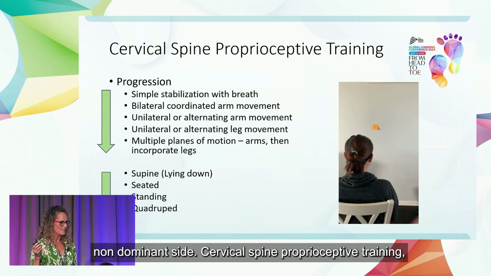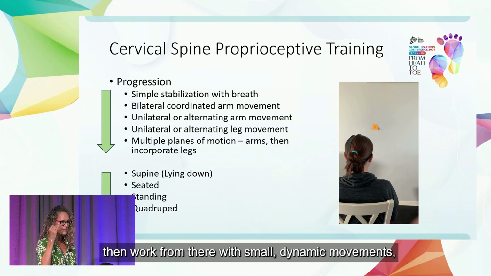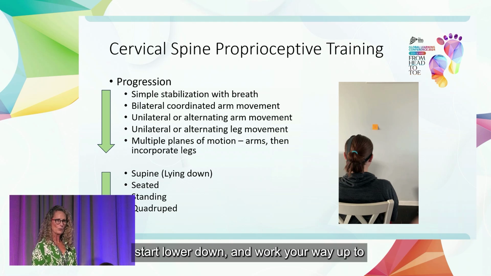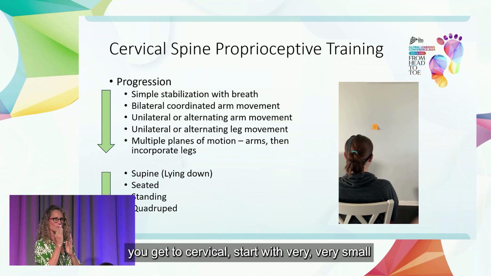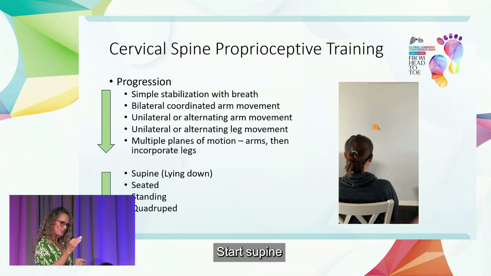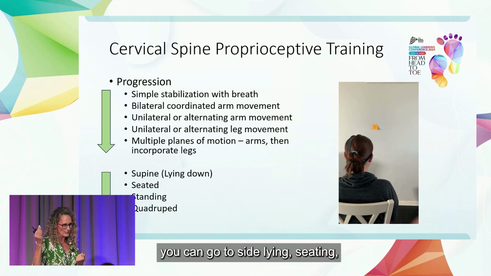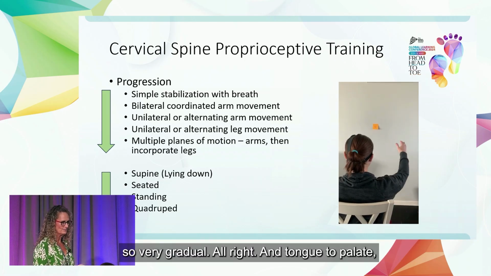So cervical spine proprioceptive training, again, the progression is: start with static posture, okay, and then work from there with small dynamic movements. Start lower down and work your way up, to the point where once you're in alignment and you get to the cervical spine, start with very, very small motions before you progress to larger motions. Baby steps. Start supine and then progress to side lying, sitting, standing, and then quadruped, where you're against gravity. So very gradual.